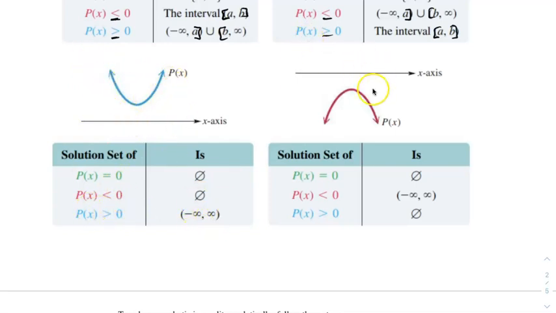And then vice versa for this one, right? Where does it equal 0? No x-intercept, so never. Where is it less than 0? It's always less than 0, so -infinity, +infinity. And when is it greater than 0? It's never greater than 0. It's never above the x-axis, so never. So if you get a graph that doesn't have an x-intercept, that only has imaginary roots, that's how it's solved.